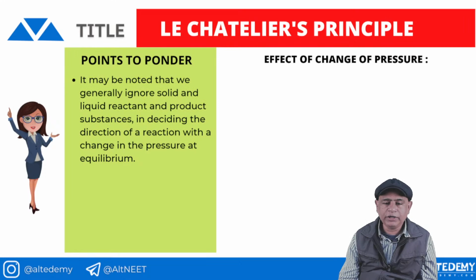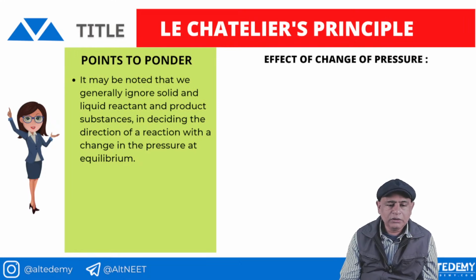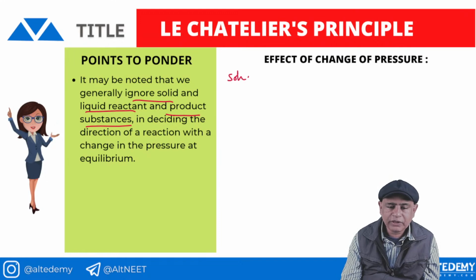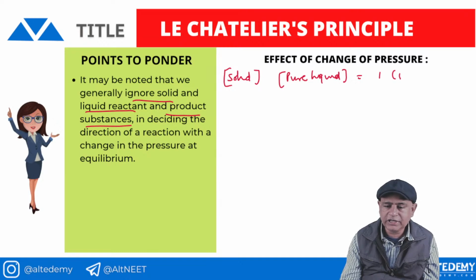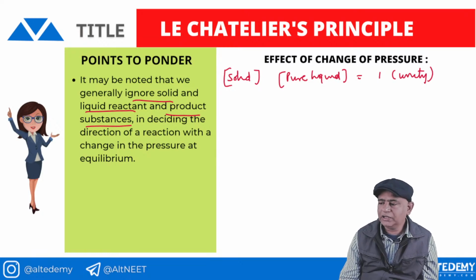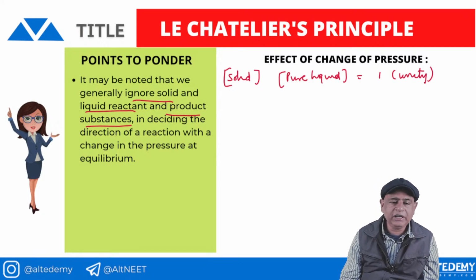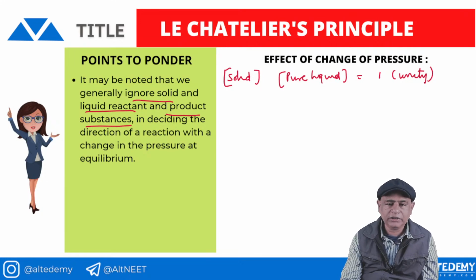Delta Ng is very important. We generally ignore solid and liquid reactant and product substances. For solid and for pure liquid, we take concentration as 1, or we say unity. For solid as well as for pure liquid, we take concentration as unity or 1.